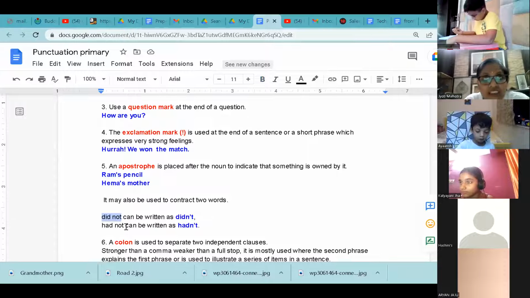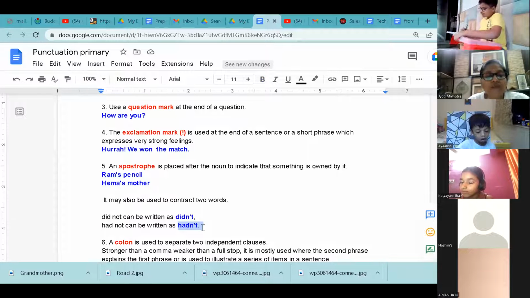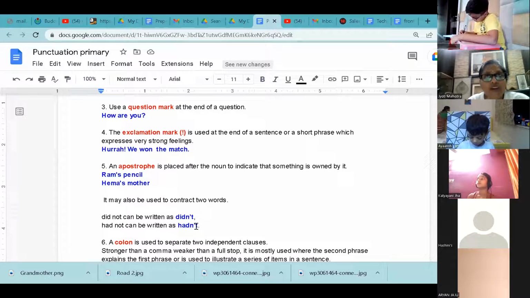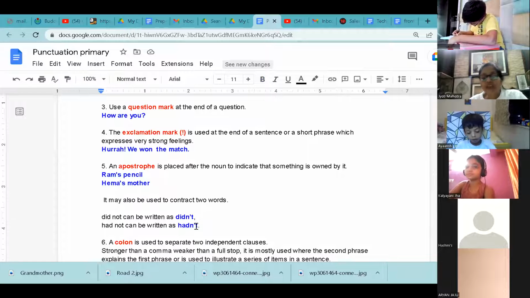Instead of saying "I did not go there," we say "I hadn't given the pen to him." So it's a speaking form. Actually, this came from spoken English, but now it is used like this in written English. These two words have got combined, and the O is removed. Instead of the O, we make use of the apostrophe.